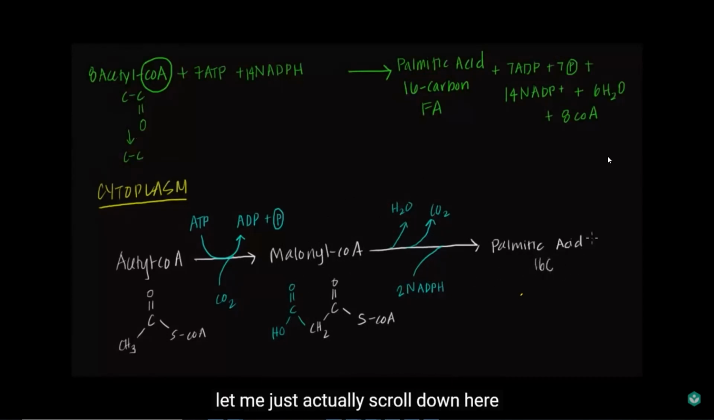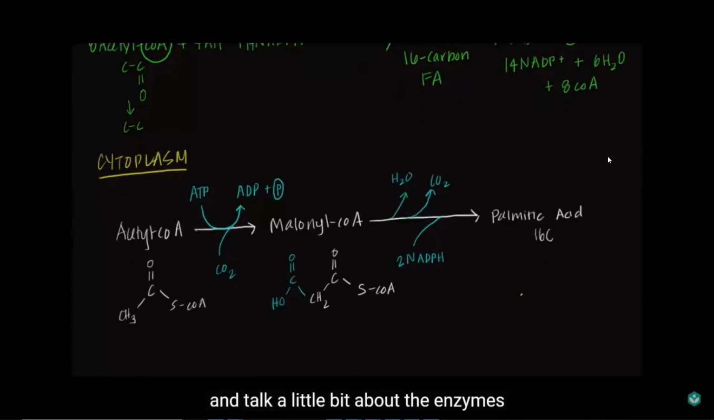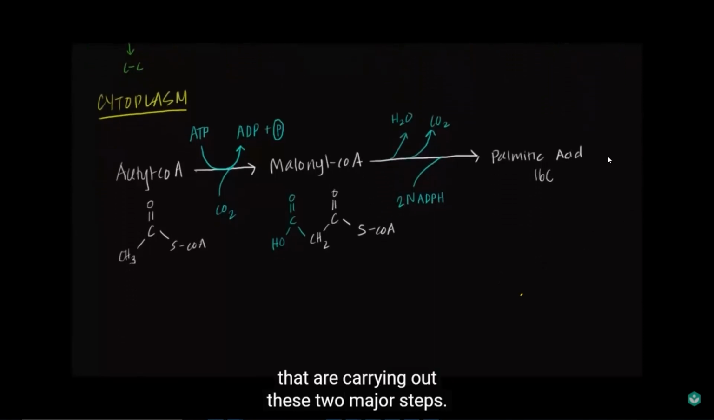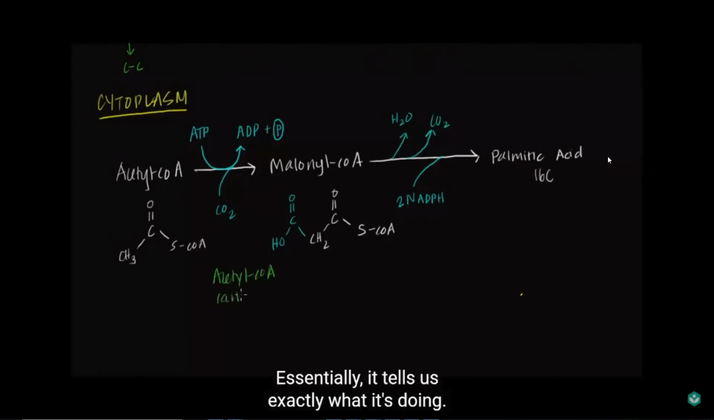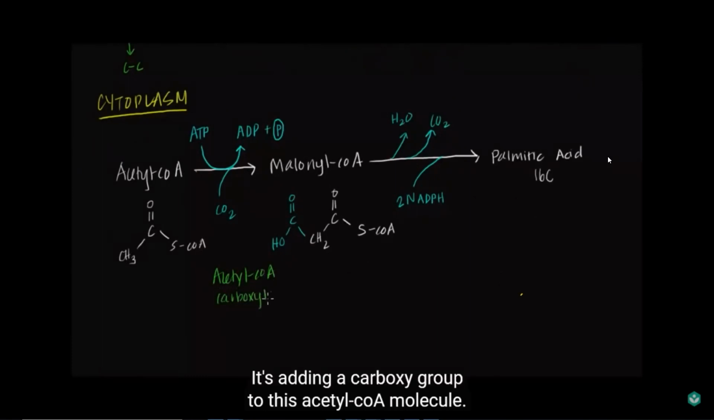Before I touch more on this polymerization, let me scroll down here and talk a little bit about the enzymes that are carrying out these two major steps. So the first enzyme that carries out this activation step has a very nice name that's easy to remember. It's called Acetyl CoA Carboxylase. So essentially it tells us exactly what it's doing. It's adding a carboxy group to this acetyl CoA molecule.